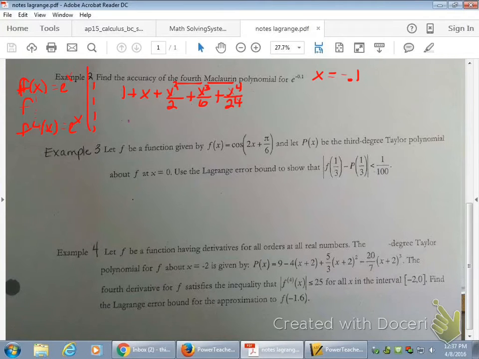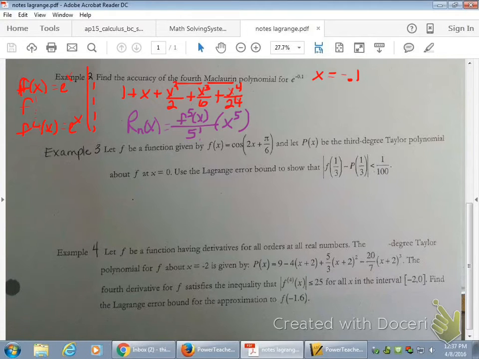Now, if I'm trying to find the remainder, my formula is the 5th derivative over 5 factorial times x to the 5th, which is basically the same thing I just wrote, except I went one more step. The remainder says go one more step than whatever polynomial you're looking for. Alright, I know that x is the negative 0.1. I've got my 5 factorial. My question is, what's the 5th derivative of x?